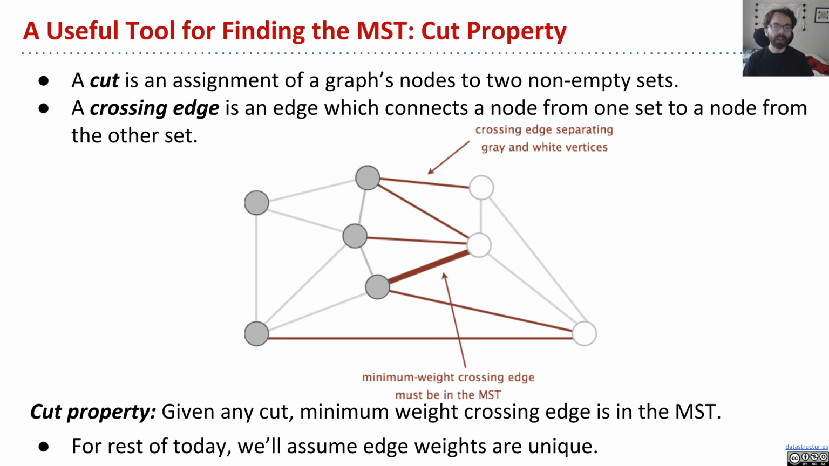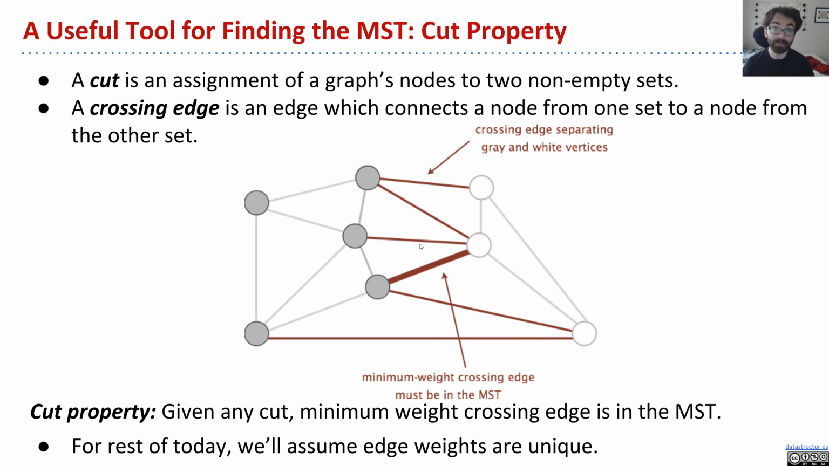So the basic idea here: I'm going to first introduce a term, which is a cut, which is an assignment of a graph's nodes to one of two sets. As an example here, we have a graph, and I've decided some vertices are gray and some are white, and it's totally arbitrary which ones I pick. The second term I'm going to define is a crossing edge. A crossing edge is any edge which connects vertices from the gray side to the white side.